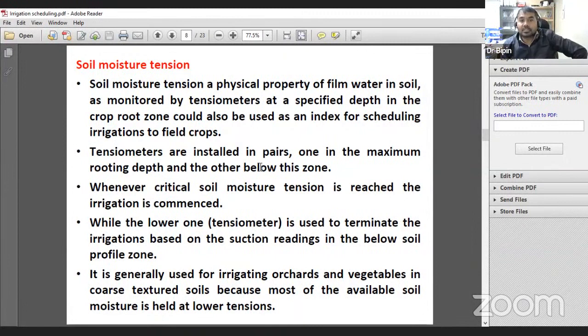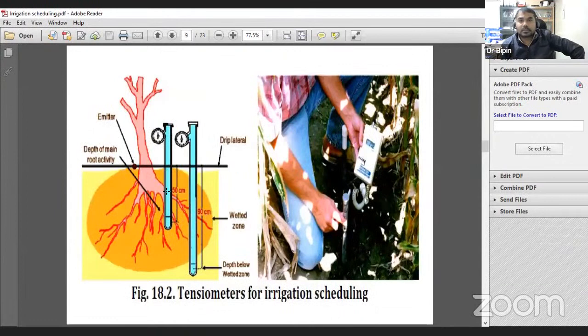So tensiometers are installed in a pair: one at the maximum rooting depth and another below the rooting zone. Whenever the critical soil moisture tension is reached, irrigation is considered. I will show you a picture. Here you can see this is the plant root zone.